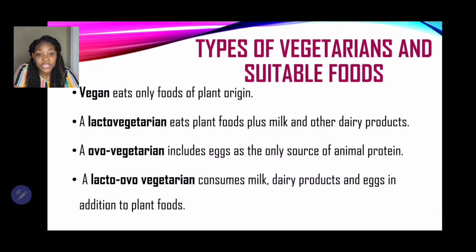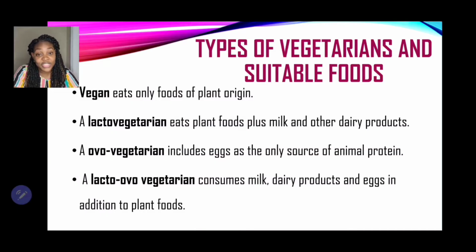Now the next vegetarian we're looking at is an ovo-vegetarian. An ovo-vegetarian includes eggs as the only source of animal proteins, right? So the ovo-vegetarian consumes plants, and the only source of animal proteins is eggs.